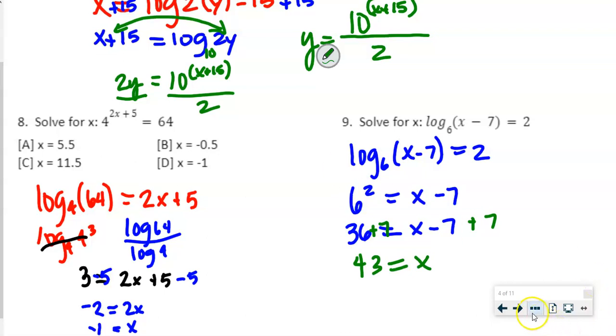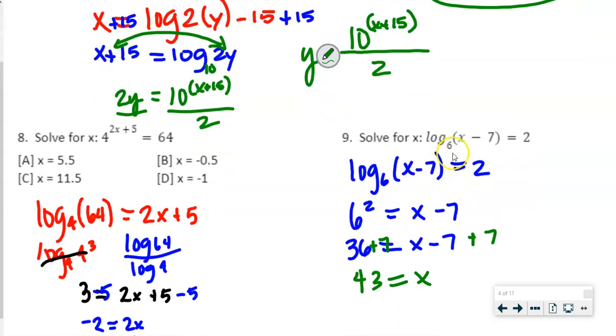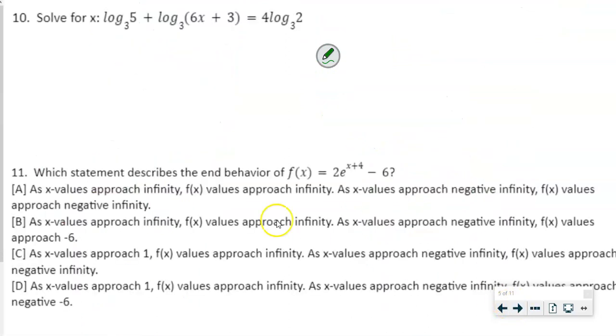Okay? And make sure you check these. When you plug them back up in here, 43 minus 7 is a positive number, so make sure you are checking those when you are solving. That's key.